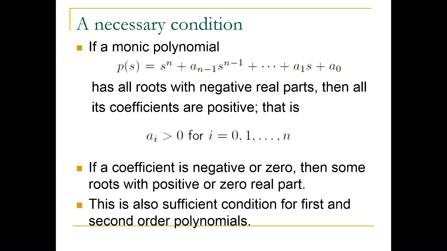Can anyone follow? So this test may hold, so all coefficients are strictly positive, but the system may either be stable or not stable. But if at least one of them is negative or 0, you know that the system is not stable. That's how you use this test. It's a necessary condition for stability. It's not a sufficient condition for stability.